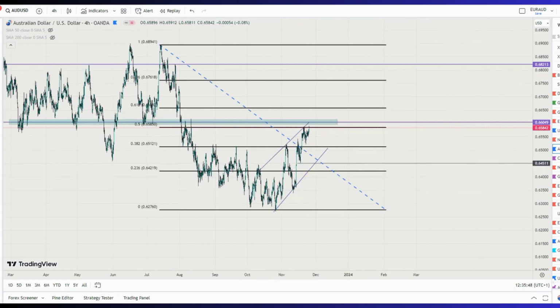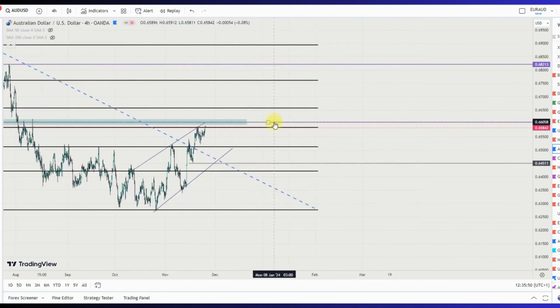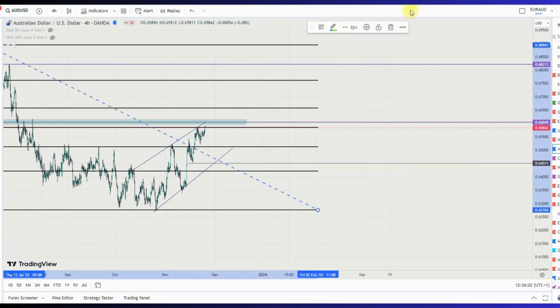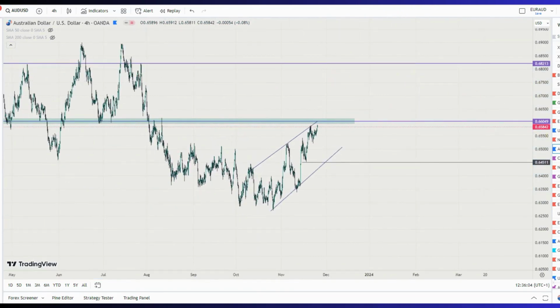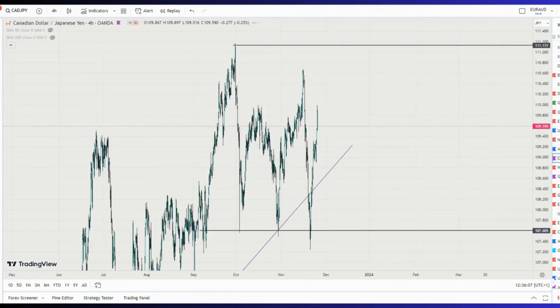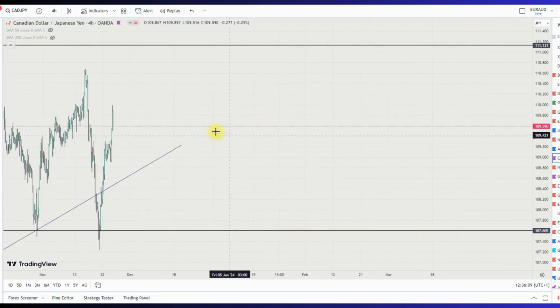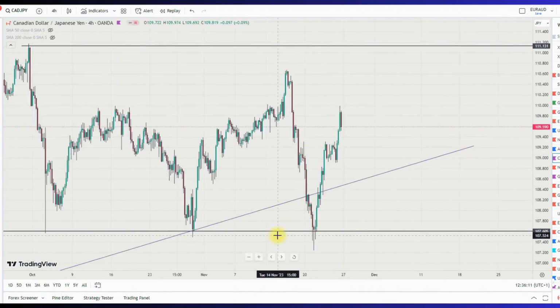So my strong bias is to the downside on AUD US dollar. My strong bias is to the downside on this particular pair. So let's see how price reacts to that particular area. And the next pair I want to check is the Canadian dollar JPY.